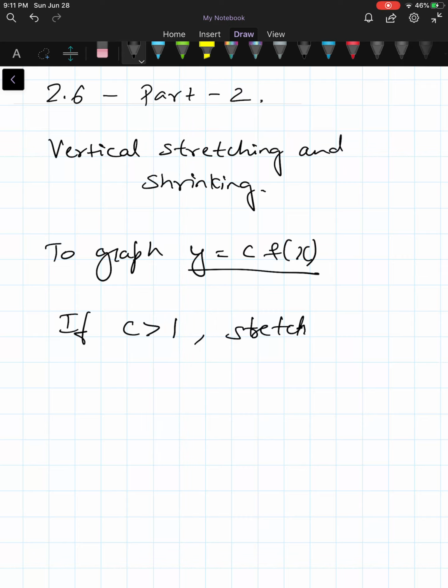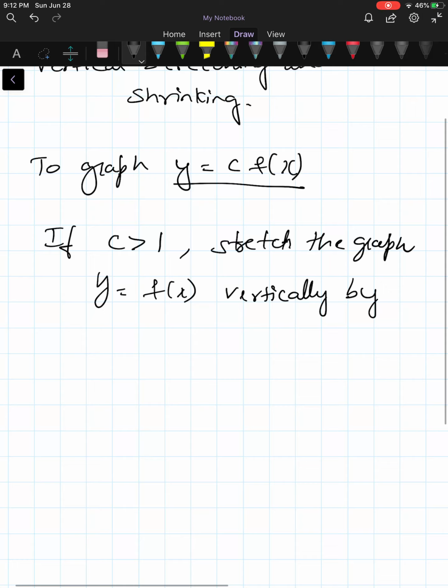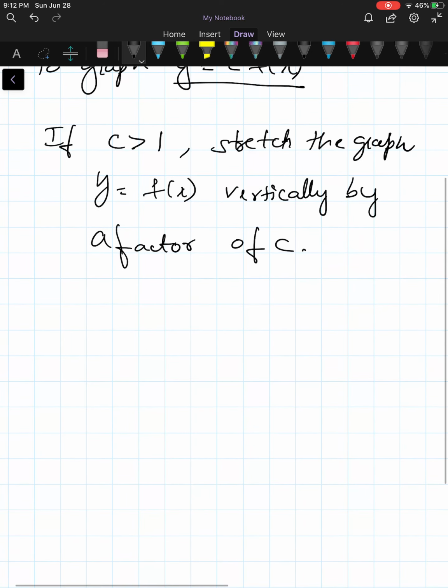Stretch the graph y is equal to f of x vertically by a factor of c. So if c is greater than 1, you are multiplying all the functional values by c, and that would increase the functional values. So vertically you will have the graph stretched.